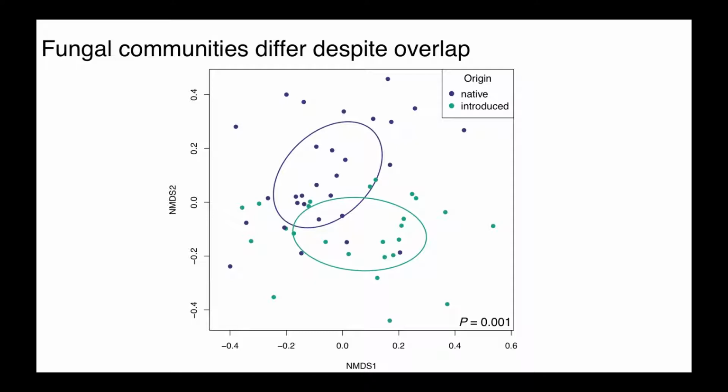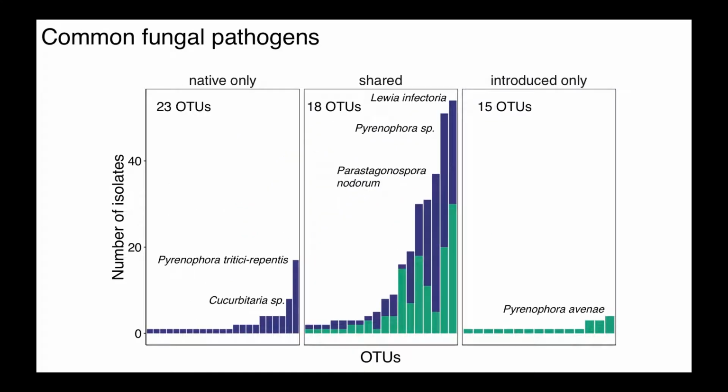So we didn't see an effect of the background community, but we did see an effect of the origin where it was isolated from. So even though there's overlap in which fungal isolates are found on both of those groups, there's differences in the richness and evenness and how frequently they're found. And then some of these were identified, and a lot of the ones in the data set are frequently found generalist agricultural pathogens. So that's interesting.